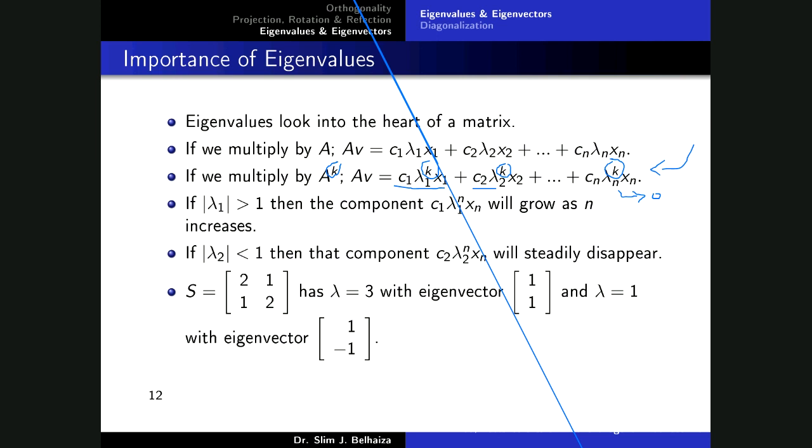If the absolute value of lambda 1, for example, is larger than 1, then the component C1 lambda 1 to the power n will grow as n increases. While if you take, for instance, the absolute value of lambda 2 less than 1, then that component will be steadily disappearing if you take the highest power. Okay? So, not to bother you that much, let's try to work on this matrix.